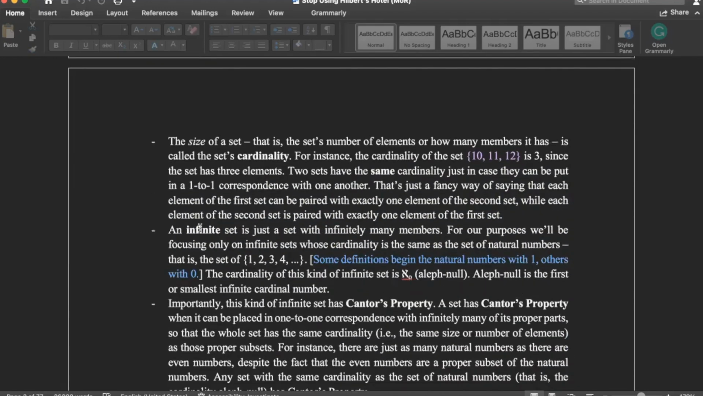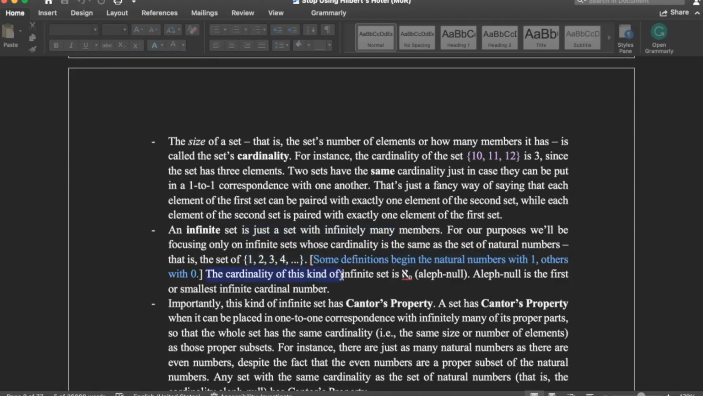An infinite set, so that's also pretty important in this context before we get into Hilbert's Hotel, is just a set with infinitely many members. For our purposes, we'll be focusing only on infinite sets whose cardinality is the same as the set of natural numbers. That is, the set of 1, 2, 3, 4, 5, 6, 7, 8, 9, 10, 11, 12, 13, 14, etc., right? Now, some definitions, mind you, begin the natural numbers with 1 and others with 0. So there are actually different ways to define natural numbers. Just for simplicity, I'm going to go with the positive integers.